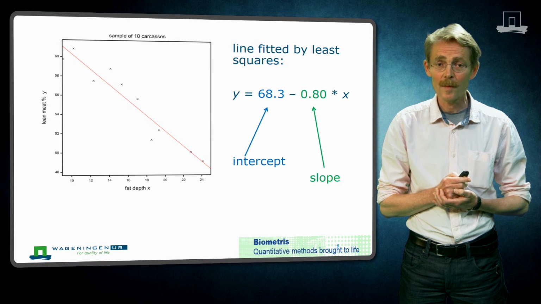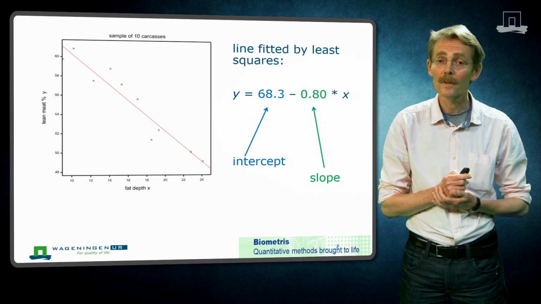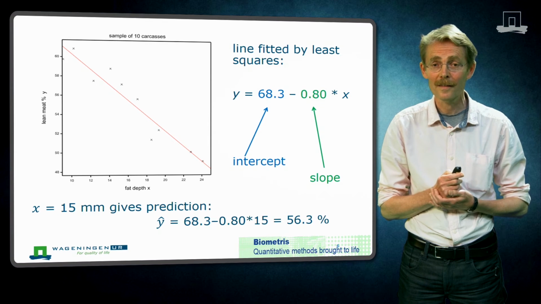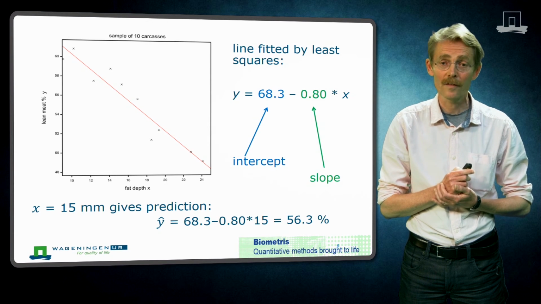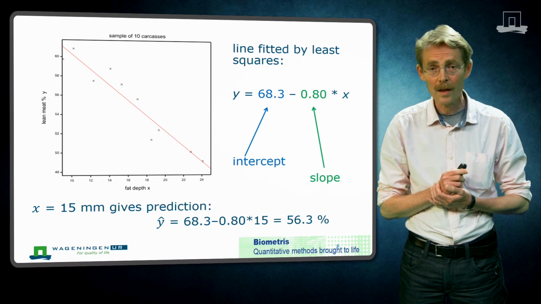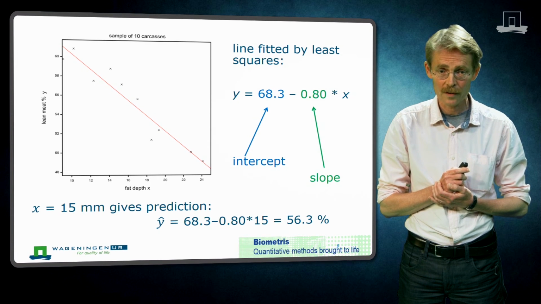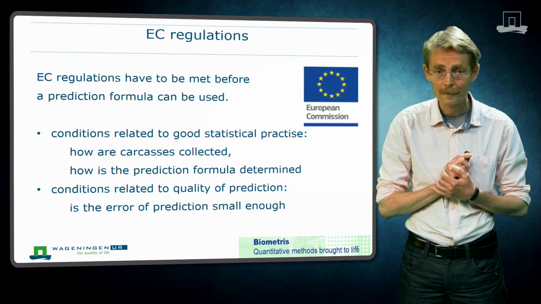68.3 is the estimated intercept, and minus 0.8 is the estimated slope from least squares. So if you have a new carcass, which is not dissected, and where we only have fat depth, let's say 15 millimeters, we plug in the 15 millimeters in this expression, and out we get the prediction 56.3%.